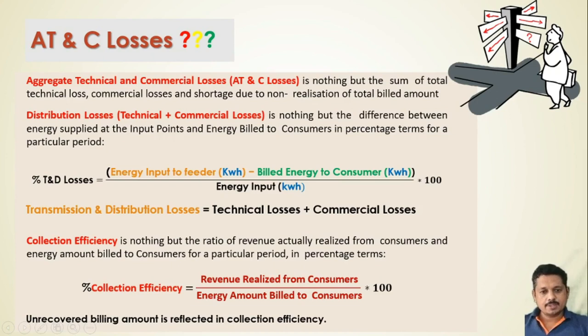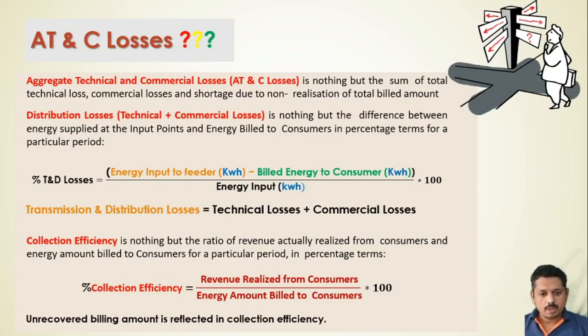Let's see what AT&C losses are, that is aggregate technical and commercial losses. Now, on your screen, you can see the different formulas and explanation. You can take the screenshot and I will explain it. Aggregate technical and commercial losses are nothing but the sum of total technical losses, commercial losses and shortage due to non-realization of total bill amount. So these three things are included in aggregate technical and commercial losses.